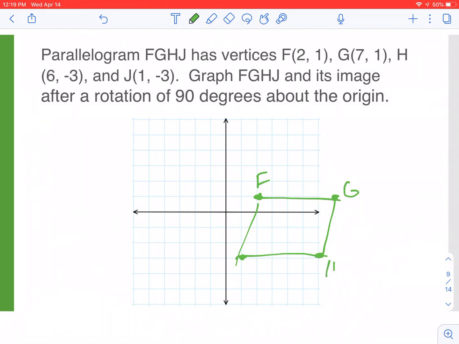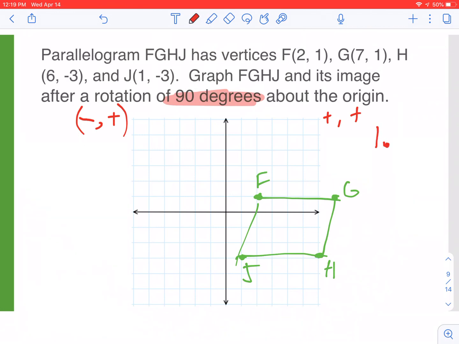F, G, H, and J. Now it's going to be 90. Okay? So we're either going to be in this quadrant up top, which is positive, comma, positive, or we're going to end up in this quadrant over here, which is negative, comma, positive.